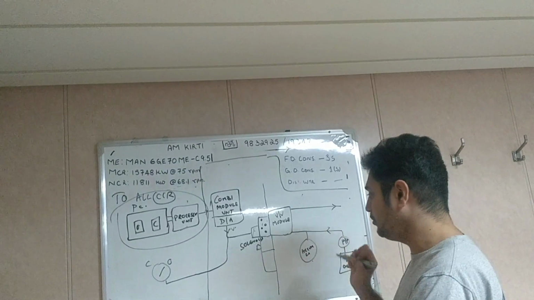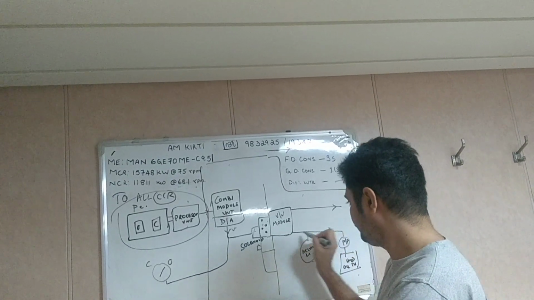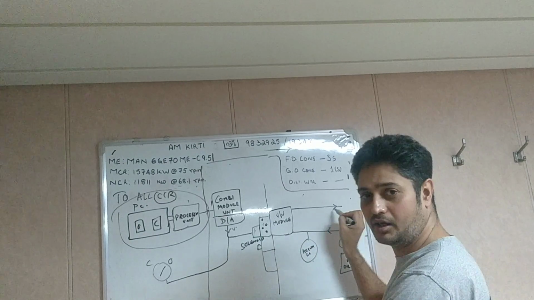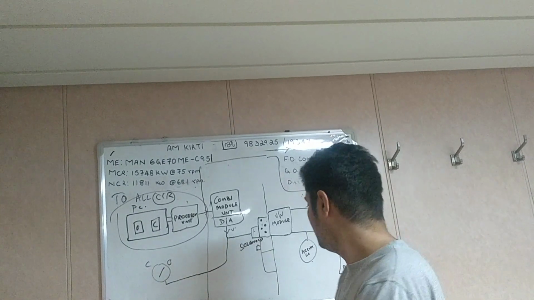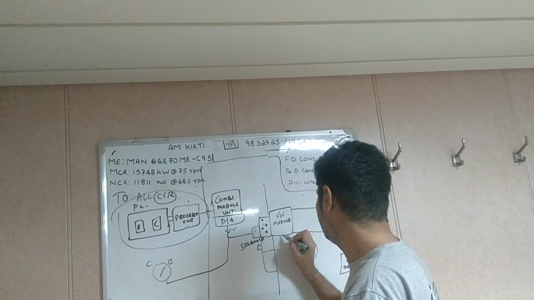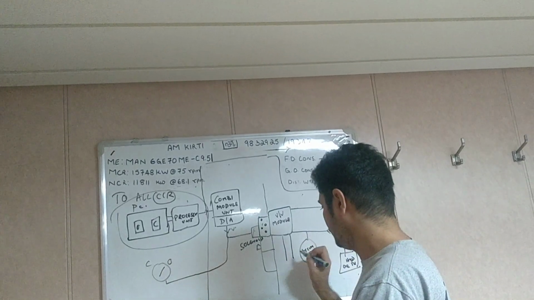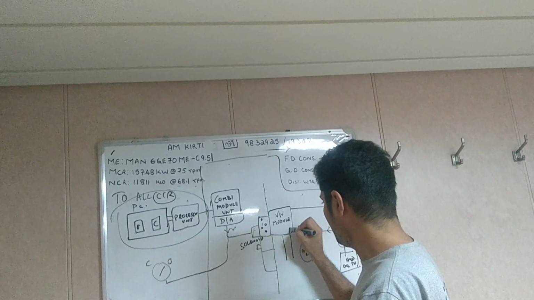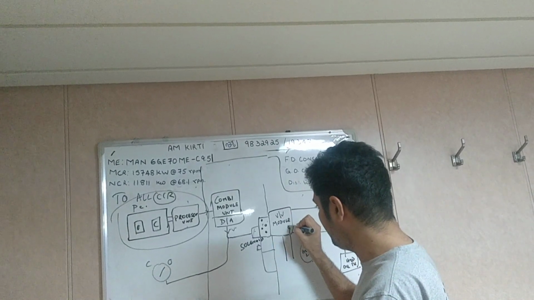Okay, this is the accumulator, and then it goes to this return line. What is happening in this section is the pressurized oil connects to the return line. Inside you have the valve module.